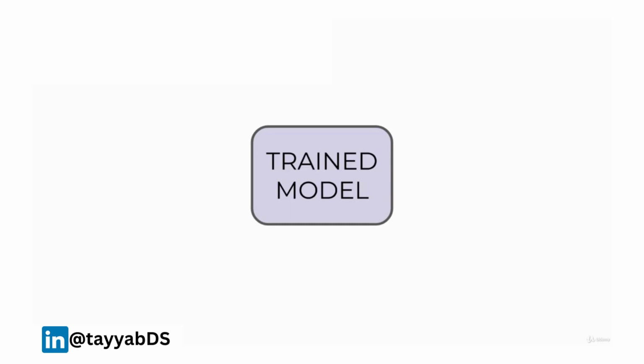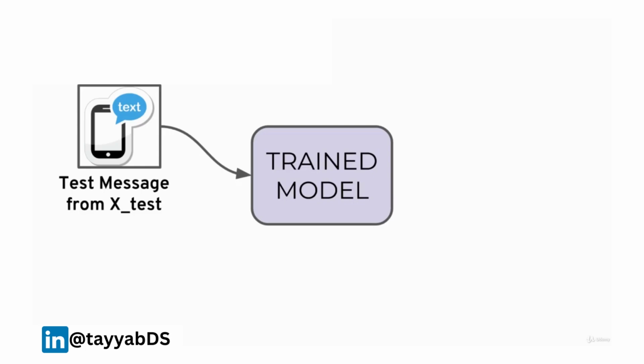So what we need to do is take in our test data set and then pass it into the trained model. So for example, I go ahead and grab a test message from X test. And if you're wondering what X test means, go ahead and watch the previous lecture. We explained it there. So we have this text message from a cell phone, and it's from the X test data set, and we pass it into the trained model.